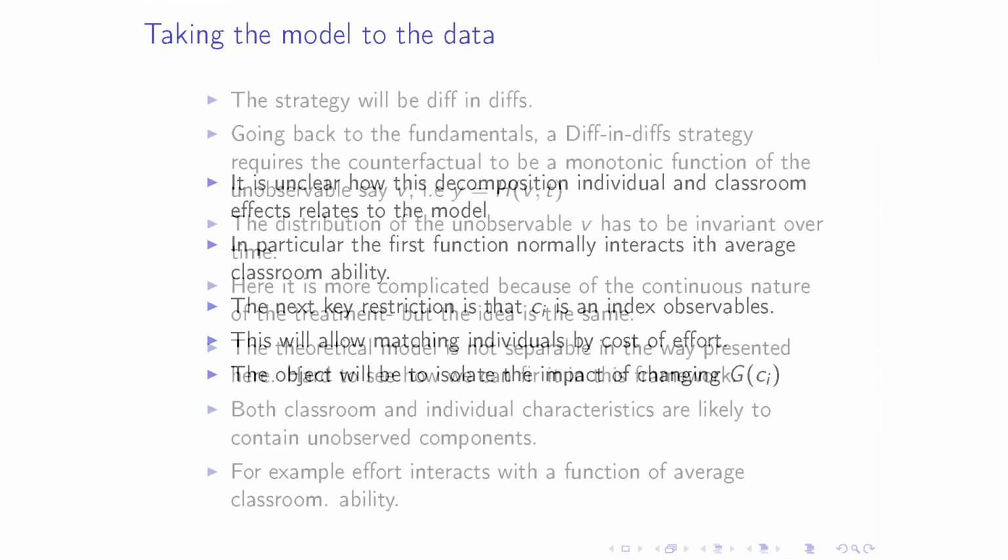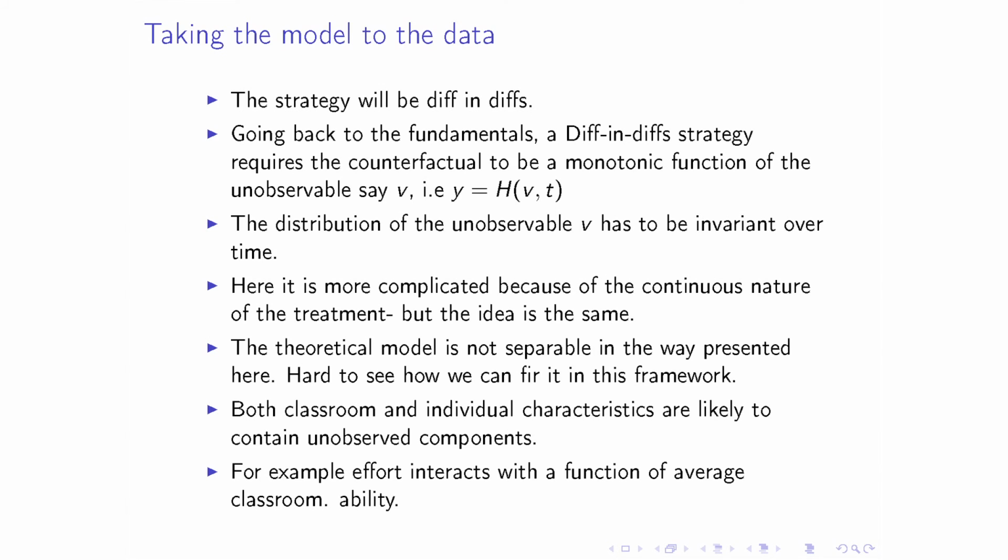So let's go to the fundamental structure of a diff and diffs problem. The fundamental structure of a diff and diffs problem is defined in Altonji and Blank and in Athey and Imbens and probably elsewhere, but those are the two references I've got in my mind at the moment. So I've got the counterfactual, I've got the y here, and I'll think of this as the counterfactual test score. In order to be able to do diff and diffs, the generic assumption is that I can write this as a monotonic transformation of one unobservable, which has a time invariant distribution and a time effect, say.